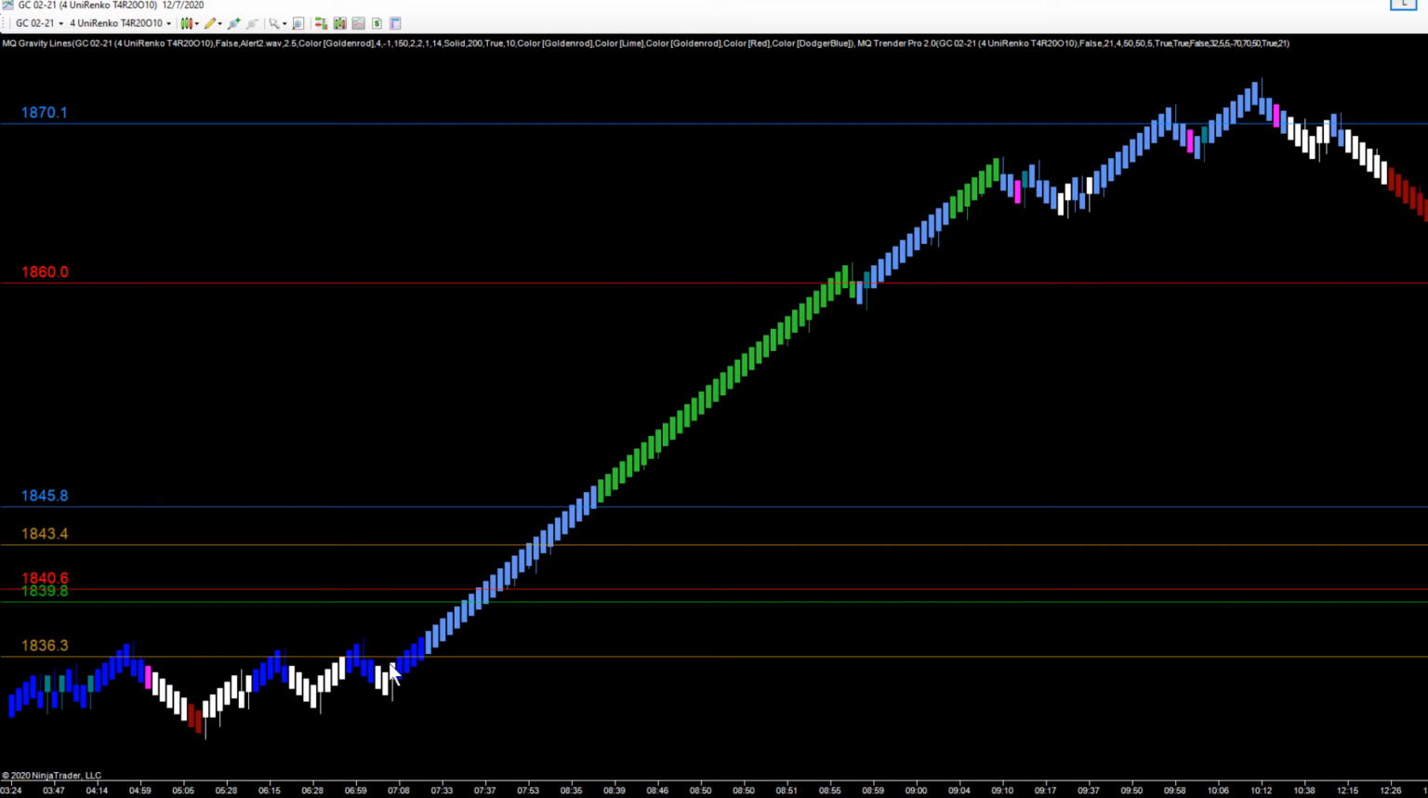If you took the wick out of the cloud, your entry would have been somewhere around 1836, and that would have put you around $2,400 on the trade. Again, it's just all in where you entered. If you took the breakout, it would have been a little lower, but again, you still had the potential to pick up somewhere around $2,400 per contract.